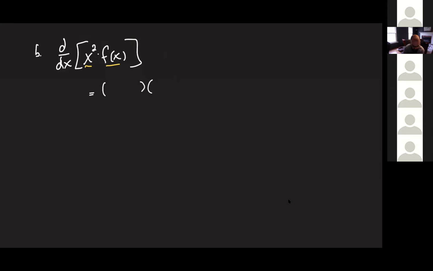So this is a product, so I'm going to set up my product rule framework. And anytime that I'm going to take the derivative of f, I'm going to write f prime, because I don't know what the derivative of f is. I'm just going to use that notation. And anytime I'm going to leave f alone, I'm just going to write f of x. Okay, so as we go through our first function, right, so our first function here is x squared, and then the derivative of f would just be f prime. I'm going to leave it just like that.